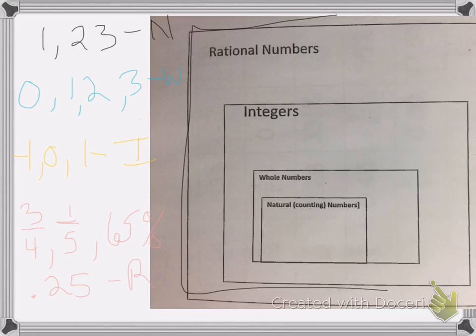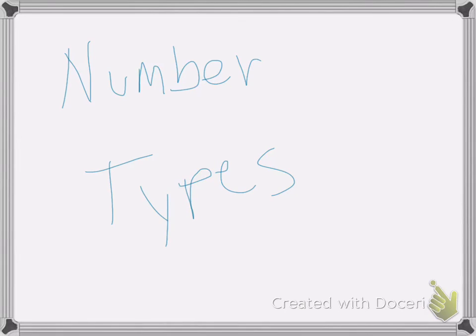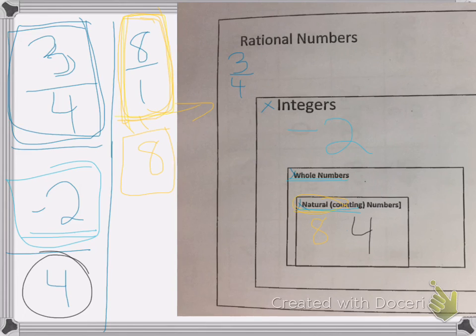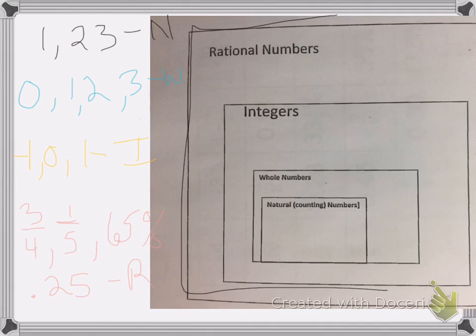All right. Make sure that you watch this video, come to class knowing about number types, rational numbers, integers, whole numbers, natural numbers. Okay? Natural numbers, counting. Whole numbers include 0. Integers include all those negative whole numbers. And rational numbers are parts of a number, not a whole number at all.